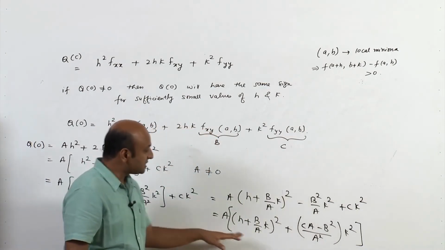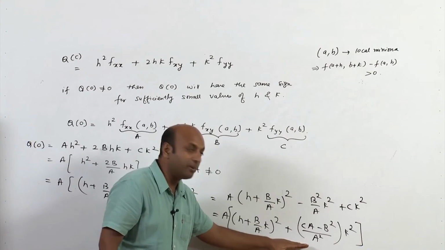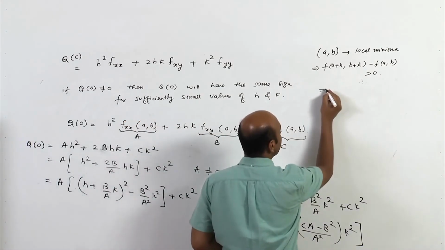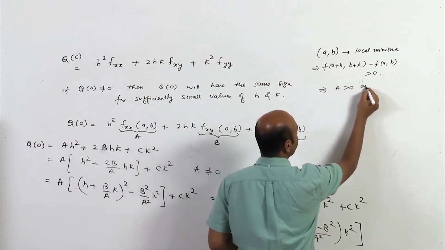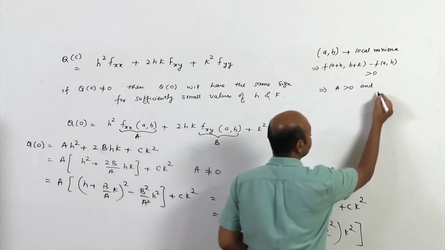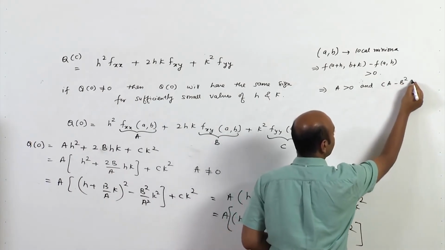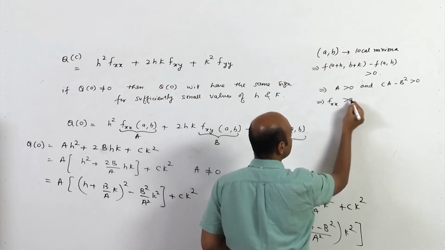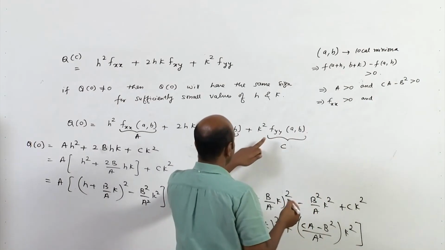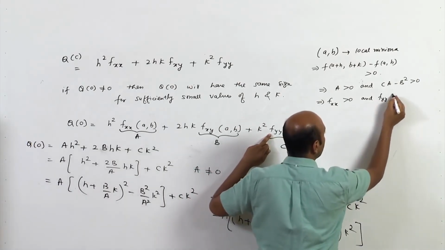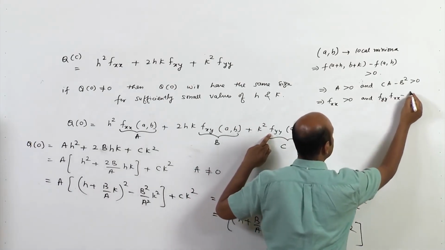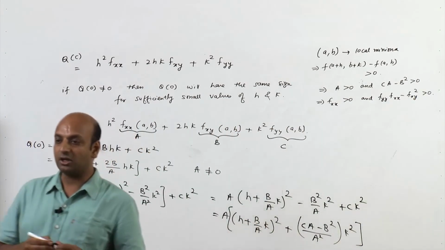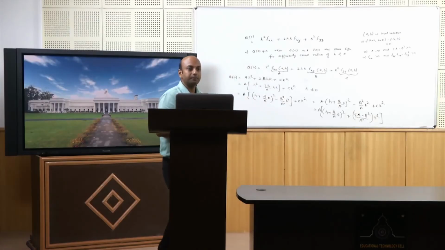Now for this to be positive, no matter what h and k you are taking, a must be positive, this implies a is positive, and this must be positive, and this implies f x x at that point must be positive. And what is c? C is f y y minus f x x minus f x y square must be positive. So, this is the first condition for local minima.